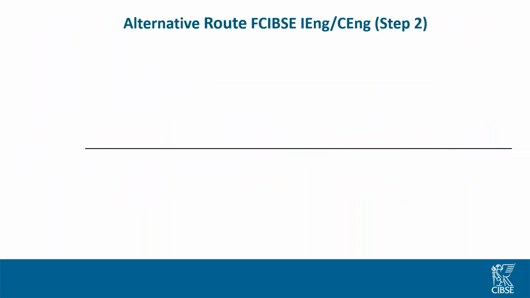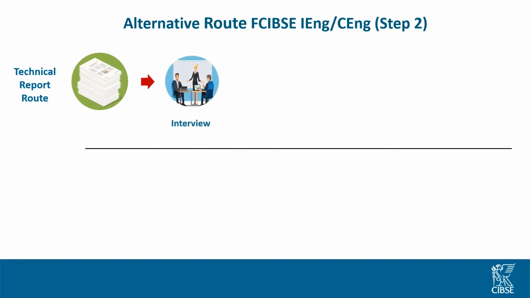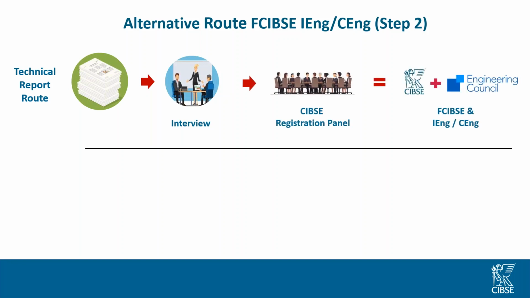So the second step essentially gives you two options. The first option is you can write a technical report as part of the technical report route. You would attend an interview. The results of the interview would go to the CIBSE registration panel, and then you would gain your Engineering Council registration after that.